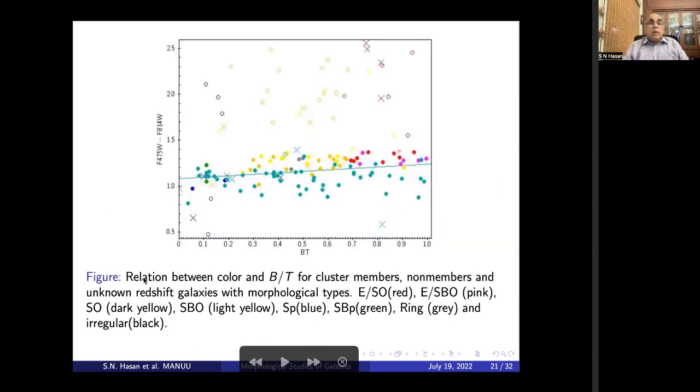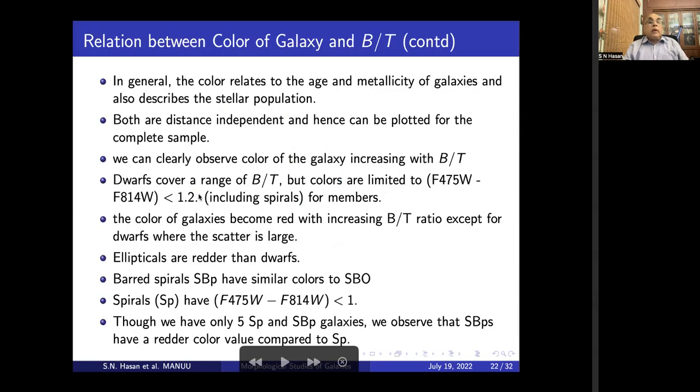This diagram gives us the relation between the color F475W minus F814W and B/T for cluster members, non-members and unknown redshift galaxies with morphological types. Different colors indicate the ellipticals, lenticulars and so on. In general, the color relates to the age and metallicity of galaxies, and also describes the stellar populations. Both are distance independent and hence can be plotted for the complete sample.